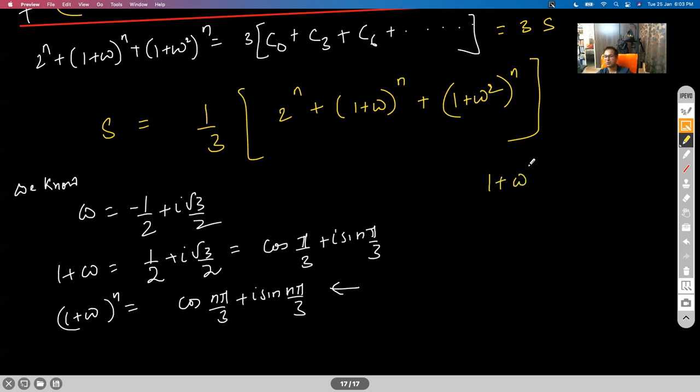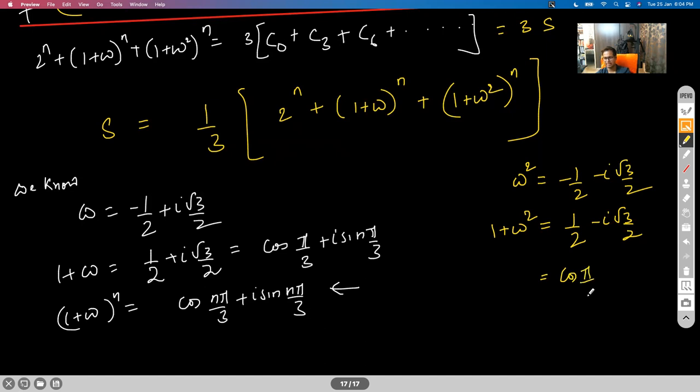We already know the omega square value. Let me write that first, then we'll add a 1. Omega square value is minus half minus i root 3 by 2. Correct. So 1 plus omega square will be what? Half minus i root 3 by 2. If I am not mistaken, this is actually cos pi by 3 minus i sine pi by 3. Am I right?